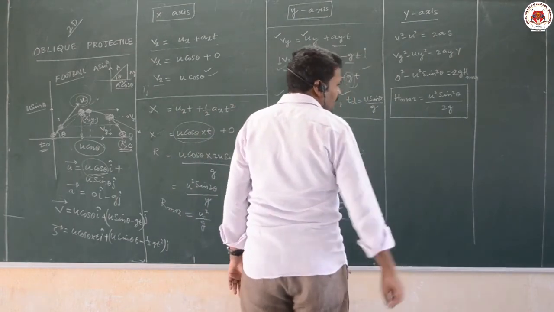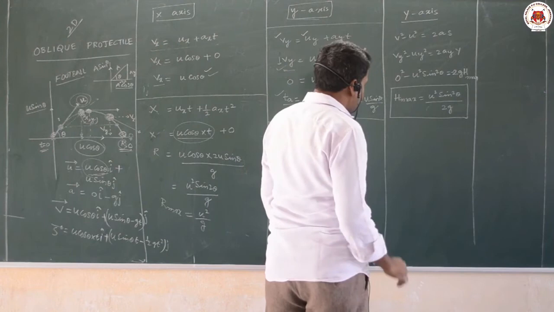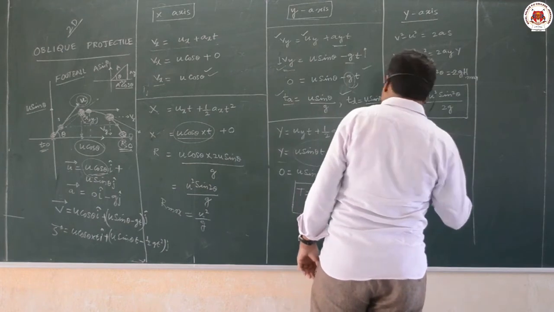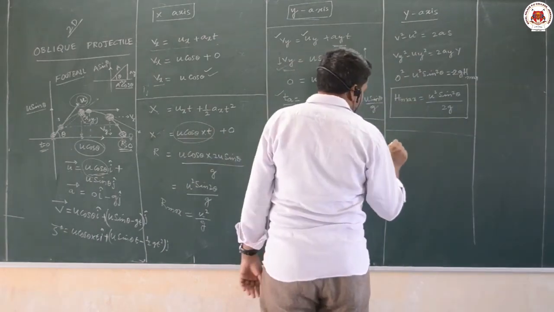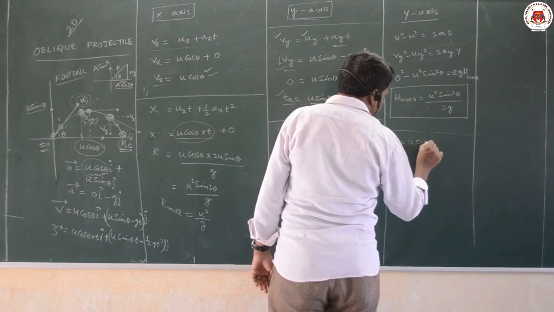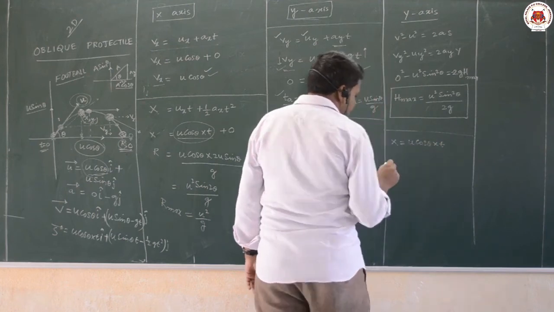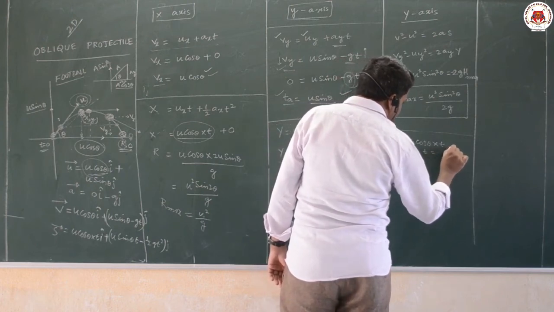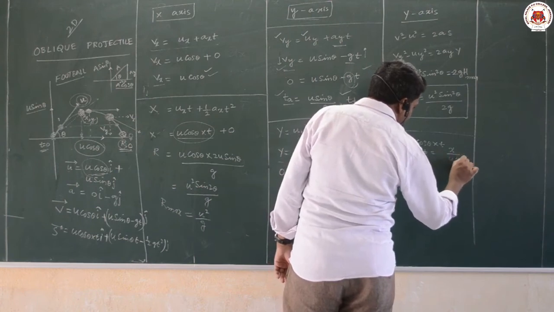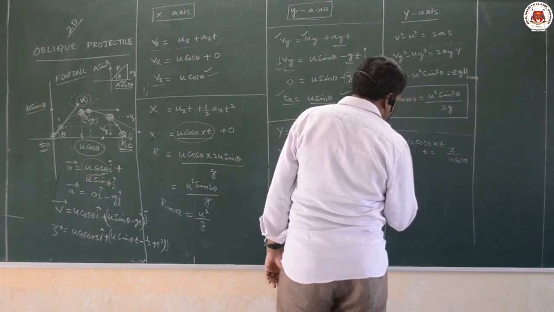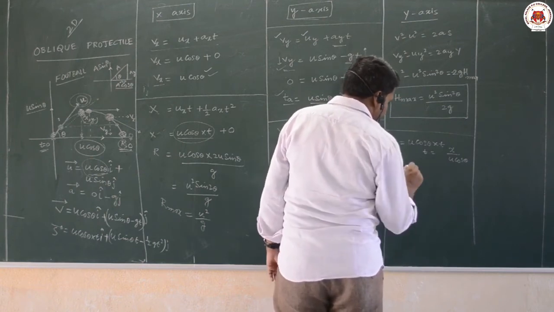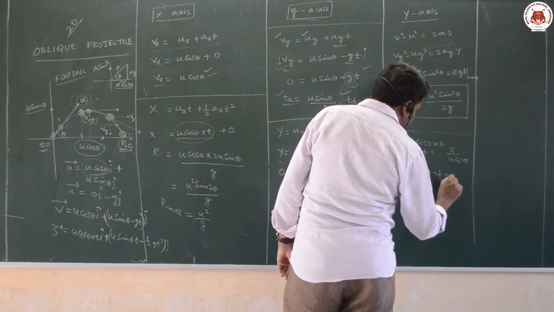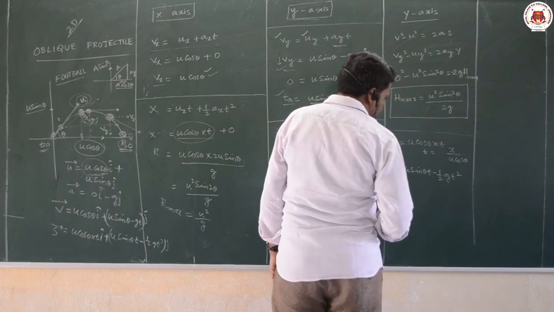Now we can find the equation of its motion. What is the equation of its motion? By taking the values of x and y, we can prove that the trajectory of the projectile is a parabola. That is, x is equal to u cos theta into t, from this I can write t is equal to x by u cos theta. Similarly, y is equal to u sin theta into t minus half g t square.